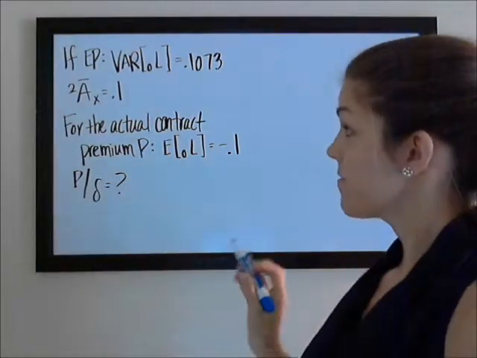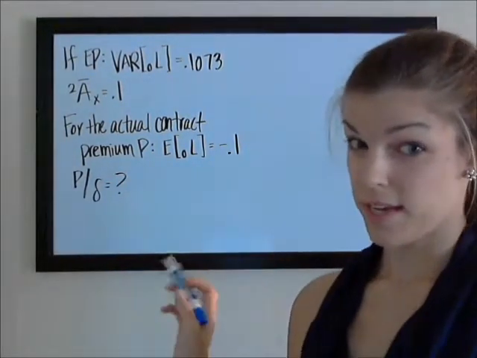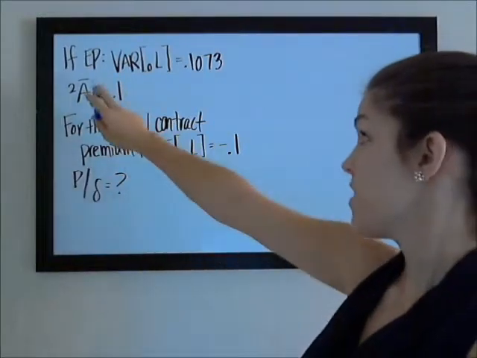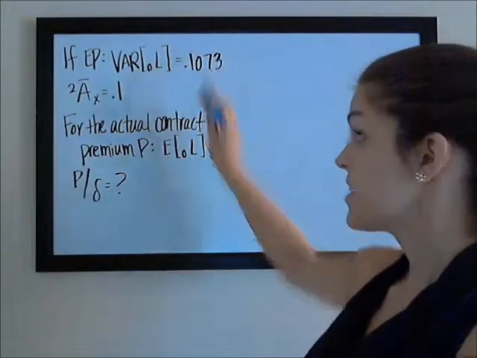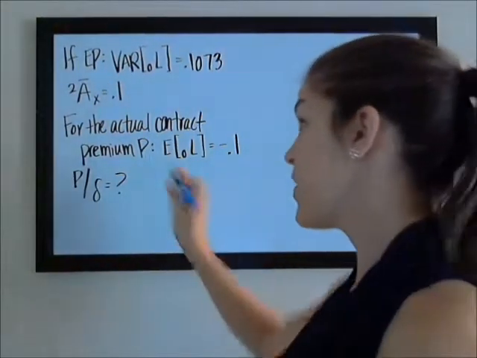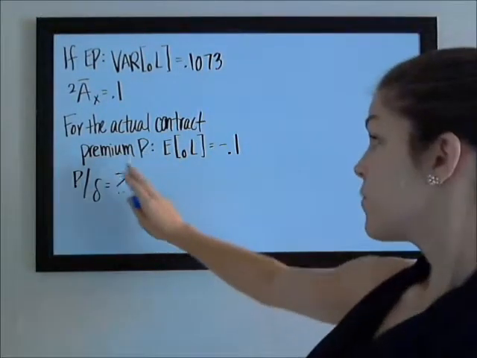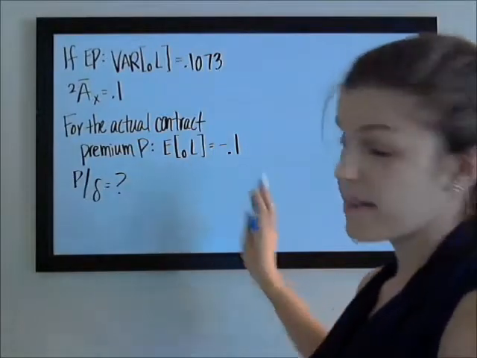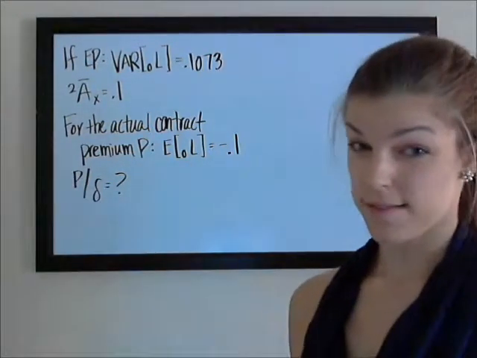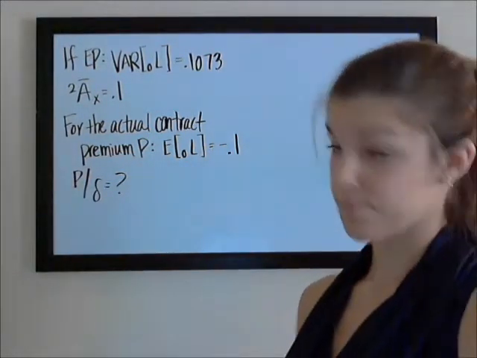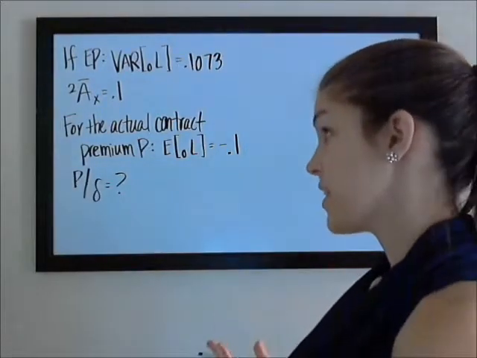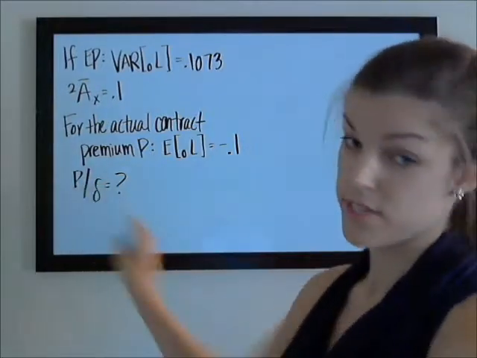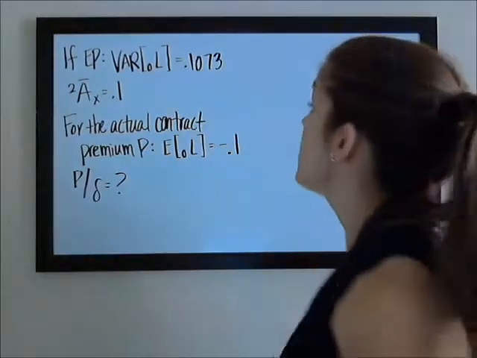And then they say for the actual contract premium P, so if premiums were determined by the equivalence principle, the variance would be this. But they're not. They're actually some other amount P. And for that actual contract premium, the expected loss at issue is negative 0.1, which means that we made 0.1. And they would like us to calculate P, our actual contract premium, over delta, the force of interest.